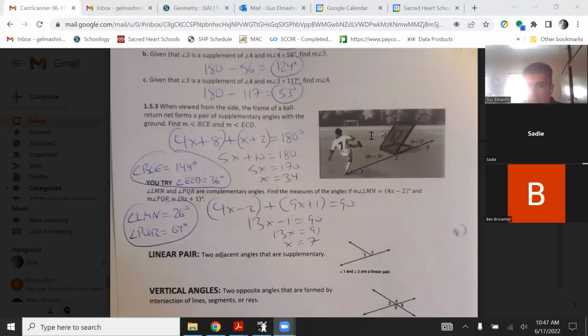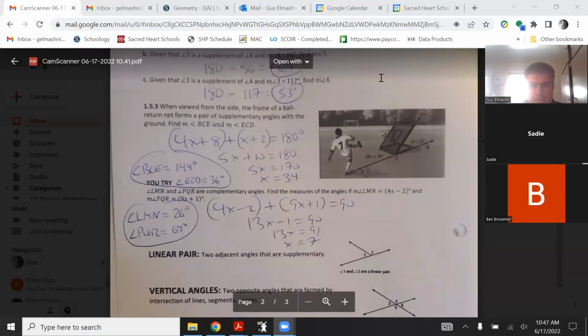Here you have a diagram, and it's pretty clear. Well, I shouldn't say it's too clear. I had to take a closer look, but that's one angle, that's another angle, and you have 4x plus 8 and x plus 2. They have to add to 180 because they're supplements, or they form a straight angle. If you work it out, you get x is 34. Then you can put 34 into each expression, and you get 144 and 36.